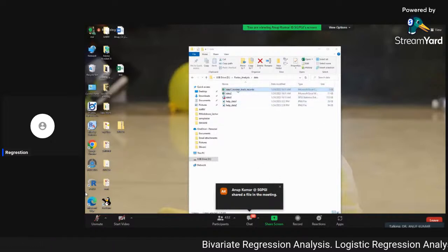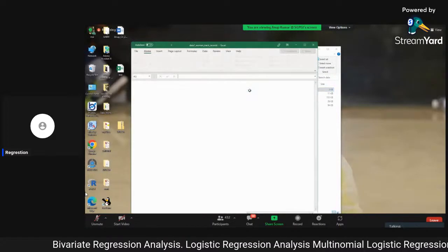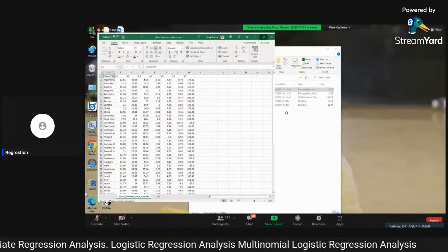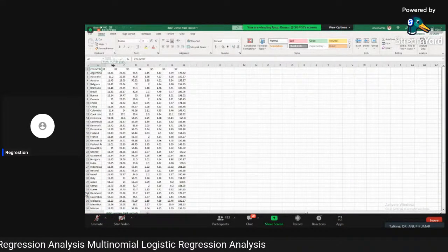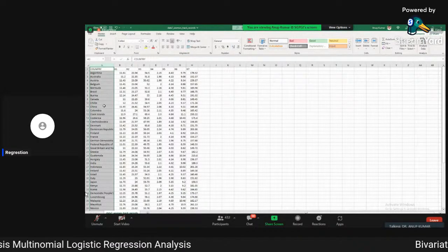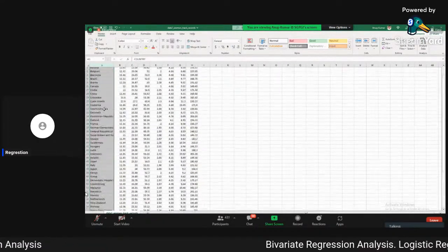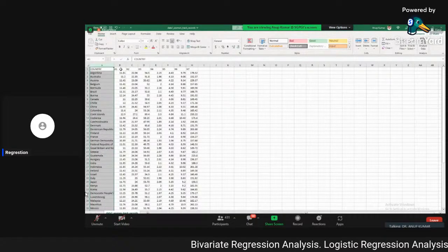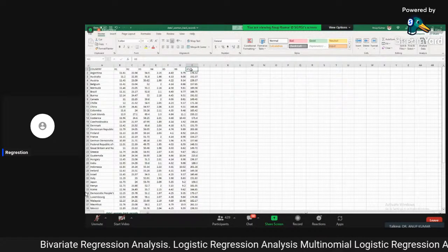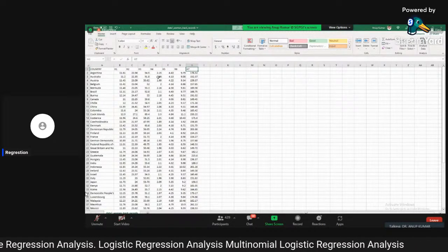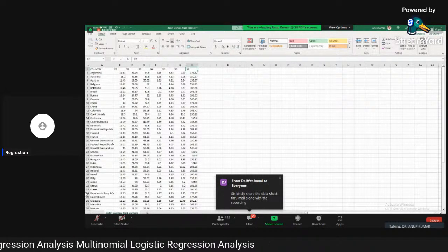So what it is is a data of women's track records. If I open the data, it will be something like this. In the first column, you can see the names of the countries. And then there are X1, X2, X3, X4, X5, X6, and X7.